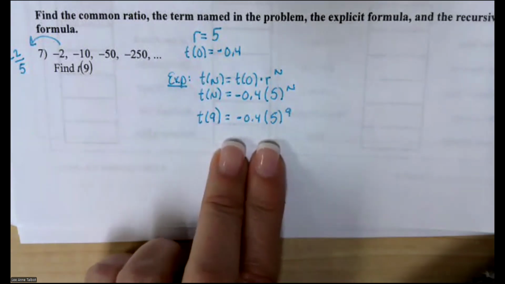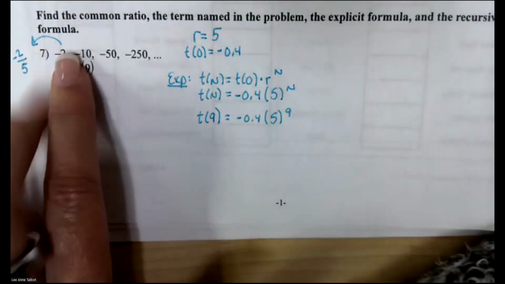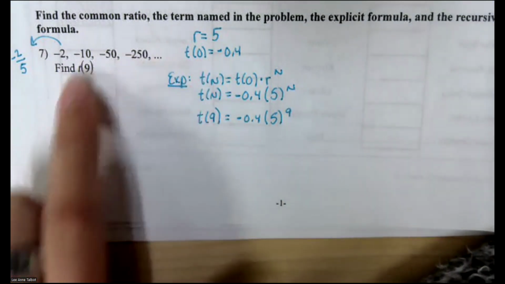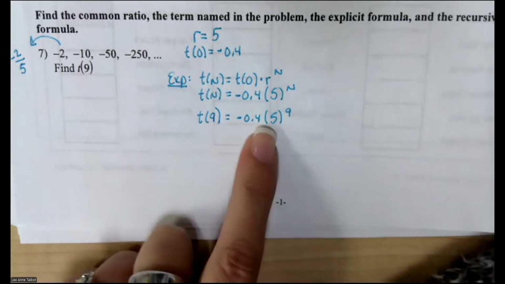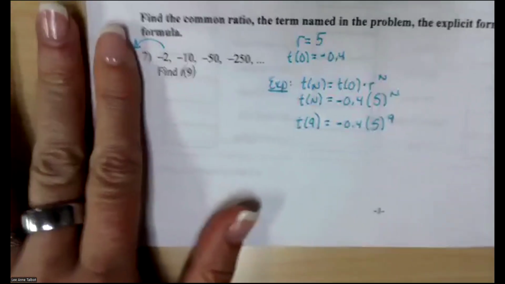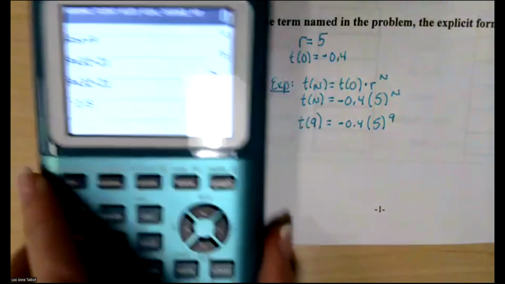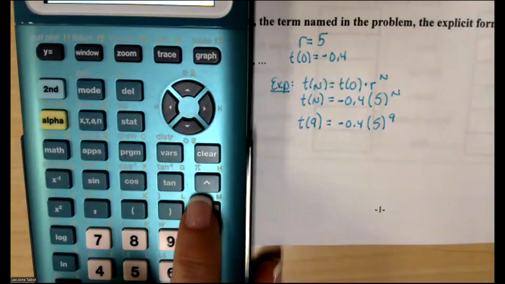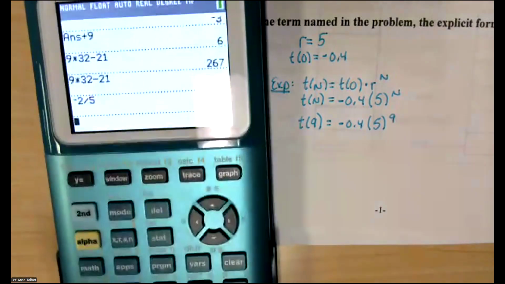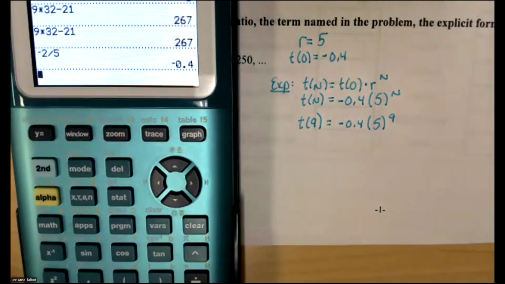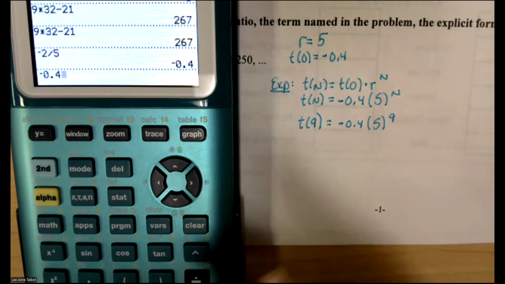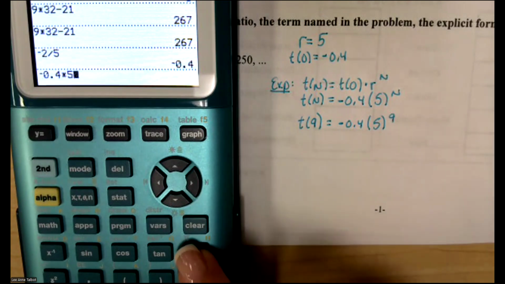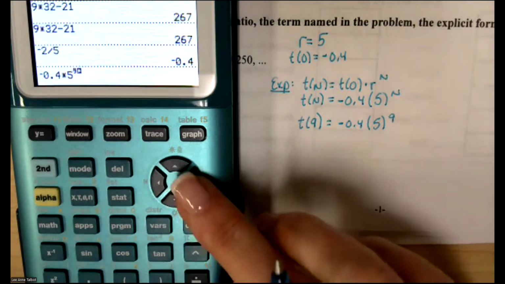Okay, now for this, you have two options. You can either just keep multiplying by 5 and go out to the ninth number, or you can put this in the calculator, but you need to know how to do the exponent in the calculator. In these, it's this up arrow guy. It's called a caret. Negative 0.4 times 5 to the 9.